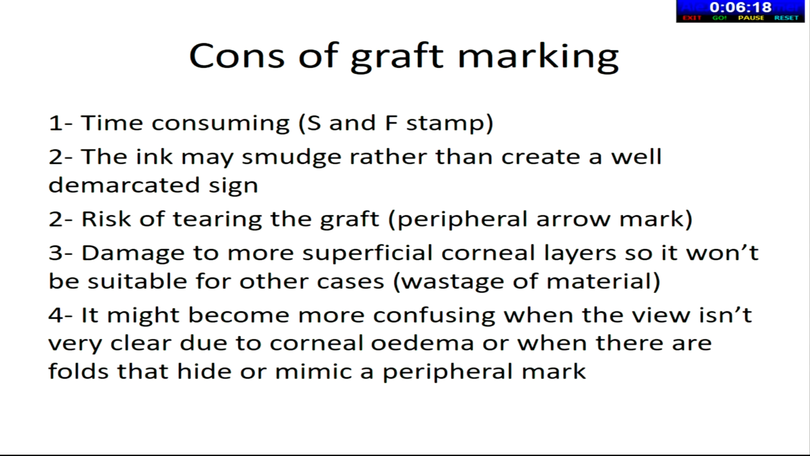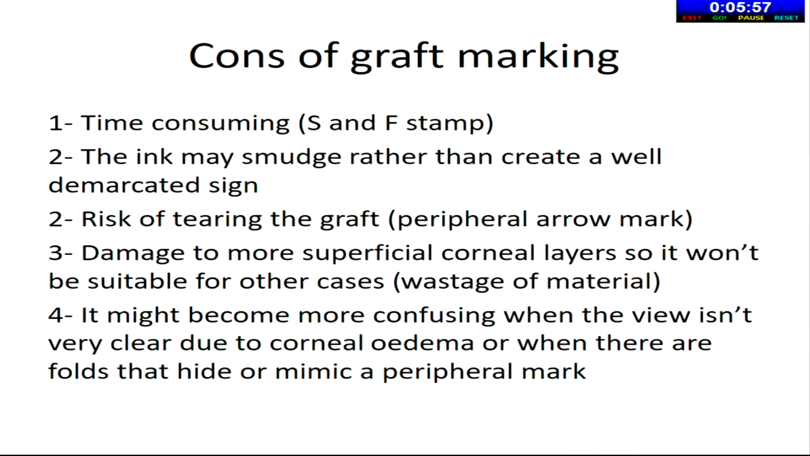There are pros and cons of graft marking. It does add time, and the ink may smudge. There's the risk of the graft tearing if you use a peripheral mark, either an arrow or three asymmetric marks. And if you are to punch in order to use an S or F stamp, you're damaging the stroma as well, and there will be wastage of material because the stroma itself can be used for a DALK. If you just use peripheral marking, then it can be not visible if the graft is slightly hidden underneath the peripheral cornea of the recipient, which can be a little cloudy.